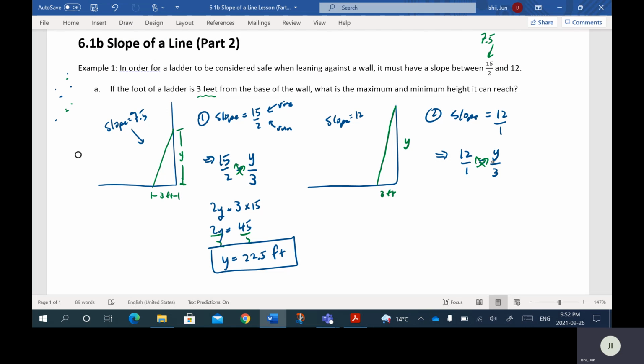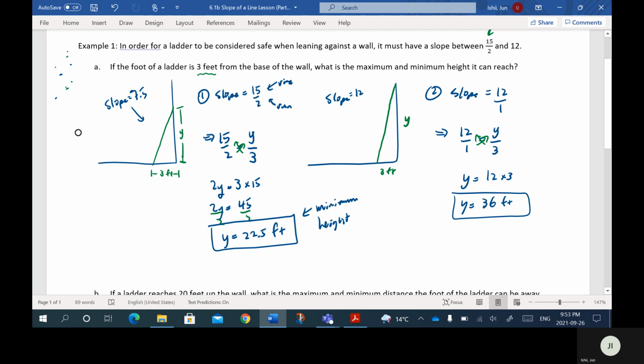So 1 times y is y. That's going to equal 12 times 0.5, so that is going to equal 6 feet. So the minimum height is going to be at least 22.5 feet. Maximum height here is 36 feet.